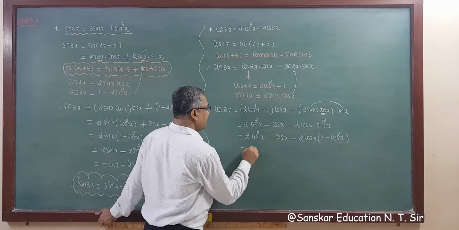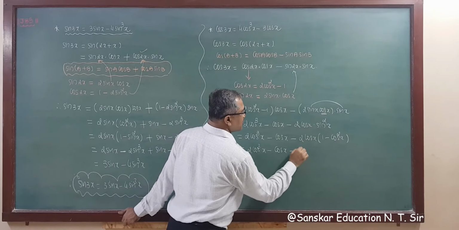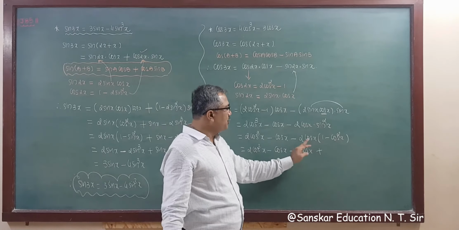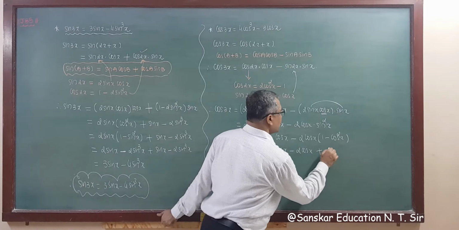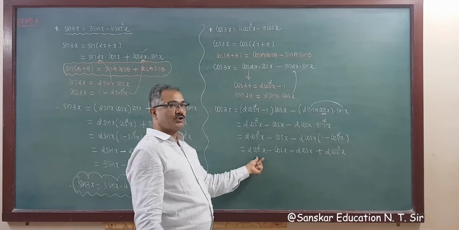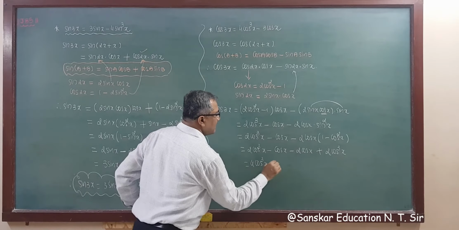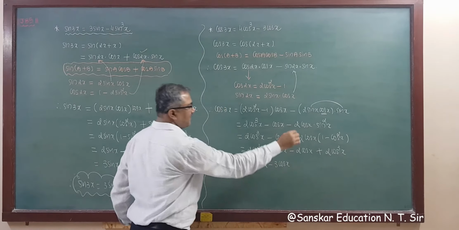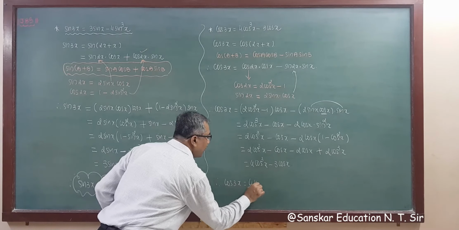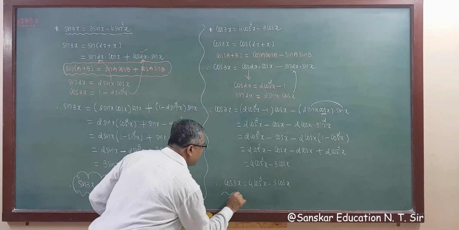So we get 2 cos cube x minus cos x minus 2 cos x, and minus minus plus 2 cos square x into cos x, that is 2 cos cube x. So 2 cos cube x, and 2 cos cube x, that is 4 times cos cube x minus 3 times cos x, right? So the formula is cos 3x is equal to 4 cos cube x minus 3 cos x.